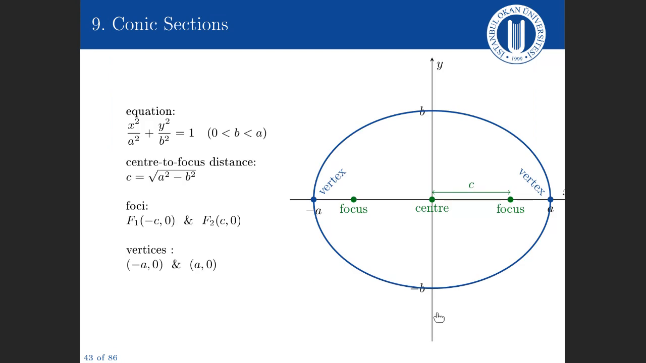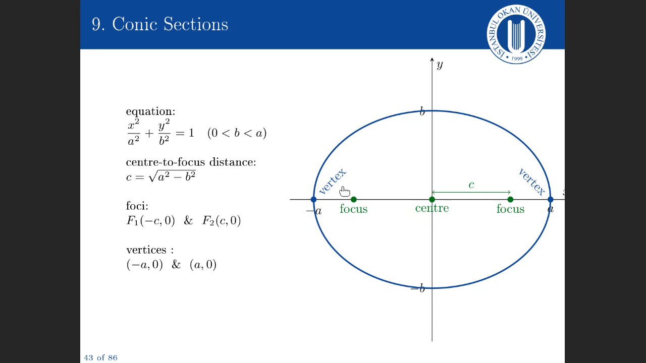So to recap, this ellipse has equation x squared over a squared plus y squared over b squared is equal to 1. The distance from the center to a focus, or c, must be the square root of a squared minus b squared. That comes from the way we defined b on the previous slide. The foci are at minus c, 0 and at c, 0. And the two points where the ellipse crosses the line through the foci are called vertices.